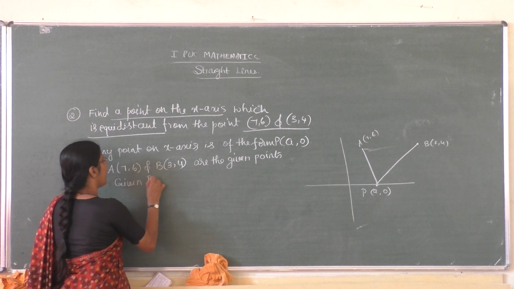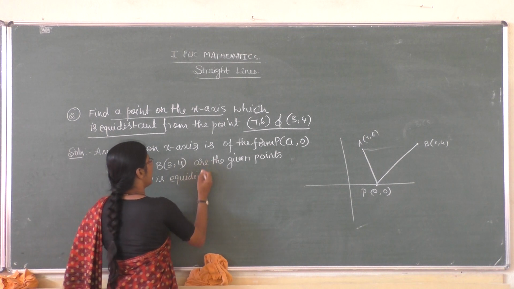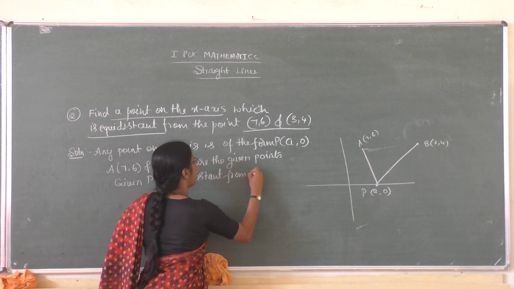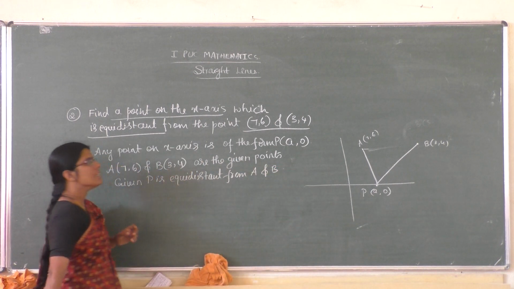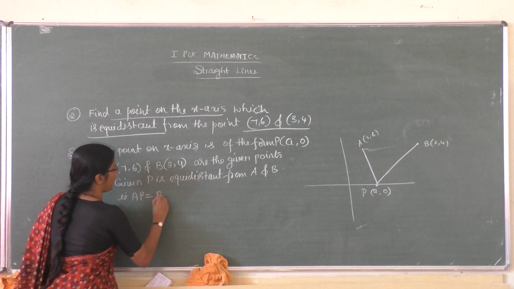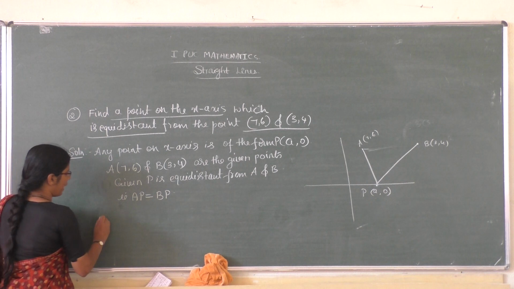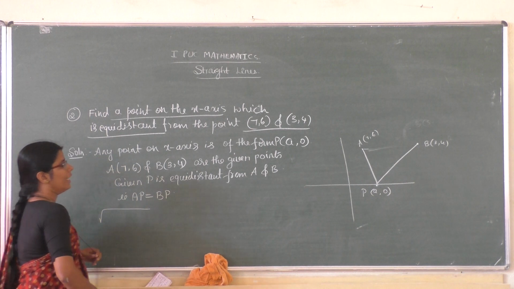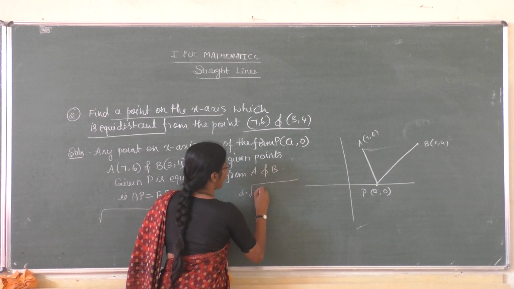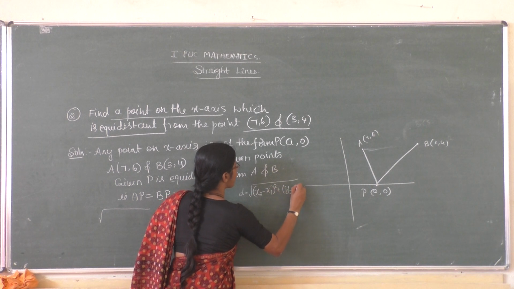Given P is equidistant from A and B. Okay, so that means AP is equal to BP. Now what we have? Apply the distance formula. You know that distance formula. Distance is nothing but square root of (x2 minus x1) whole square plus (y2 minus y1) whole square.